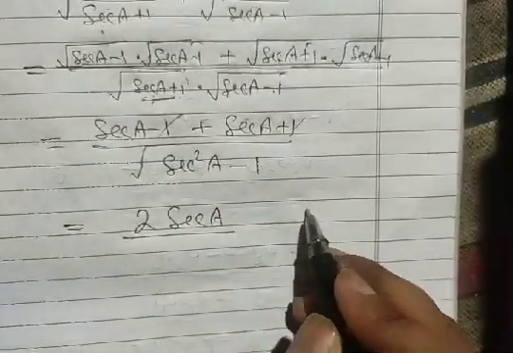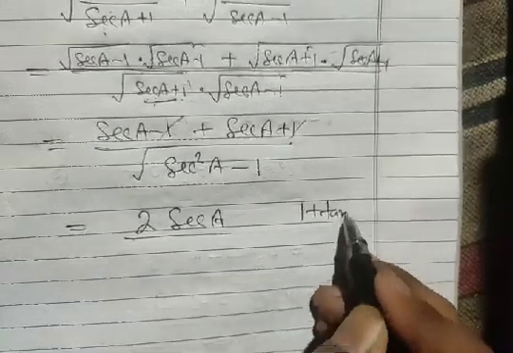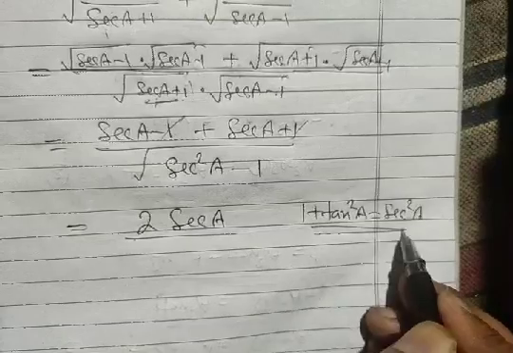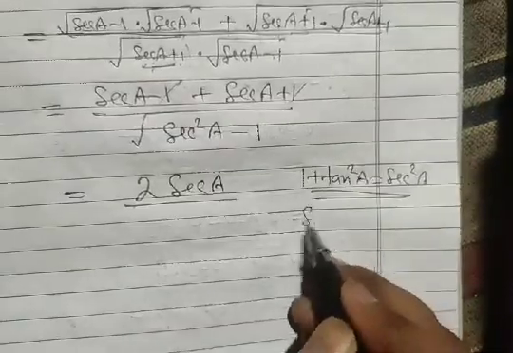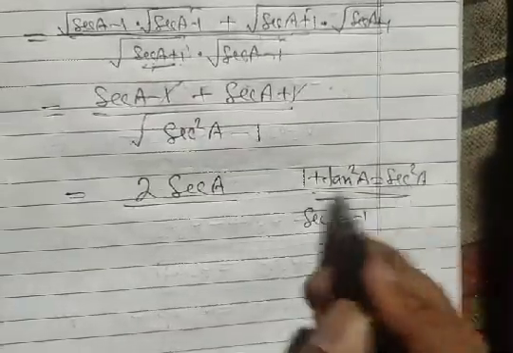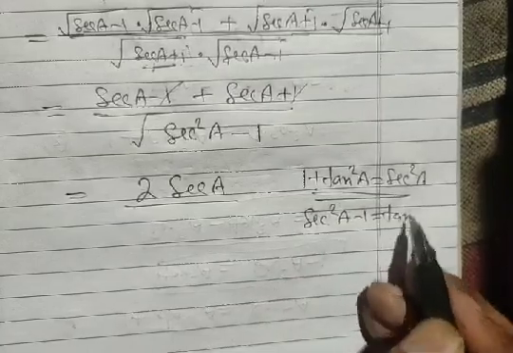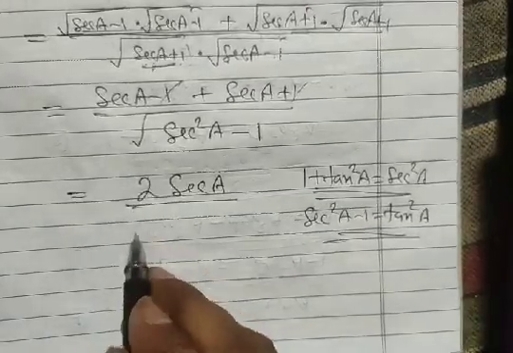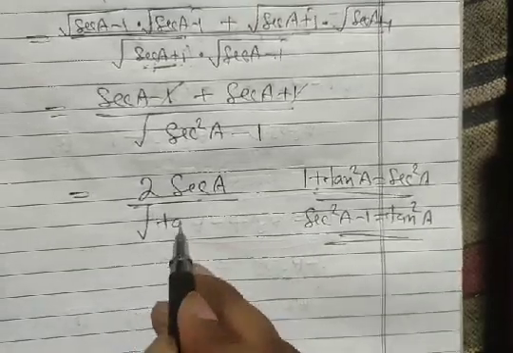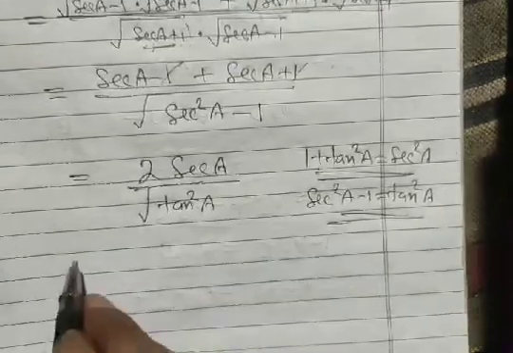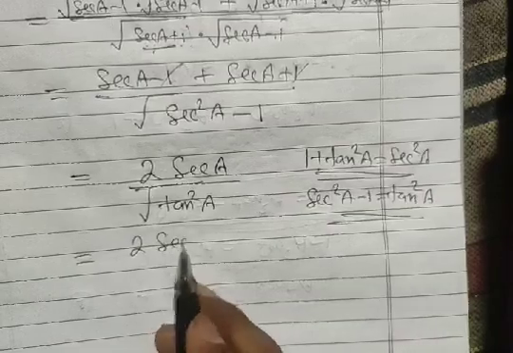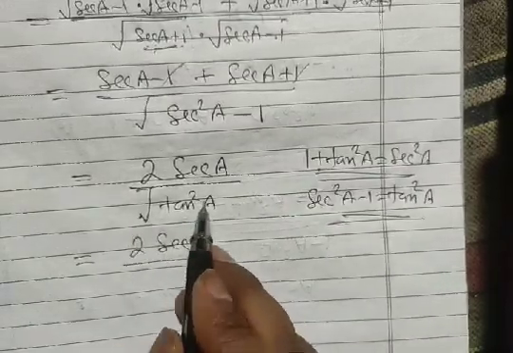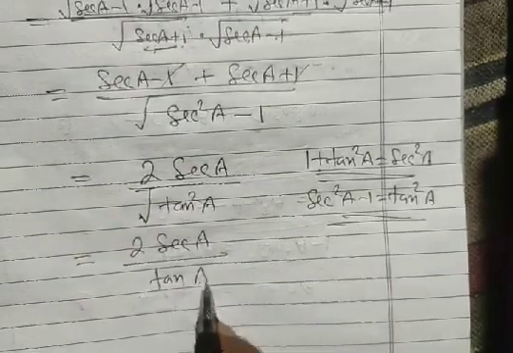Look, what is our second identity? It's 1 plus tan square a equals sec square a. Then from here, the value of sec square a minus 1 is equal to tan square a. Then here we get tan square a. Now we have 2 sec a in the numerator. Here we have a square root and also a square, so we get tan a.